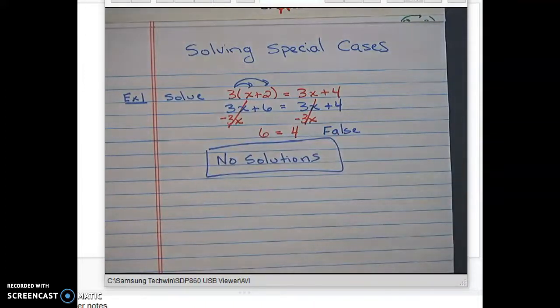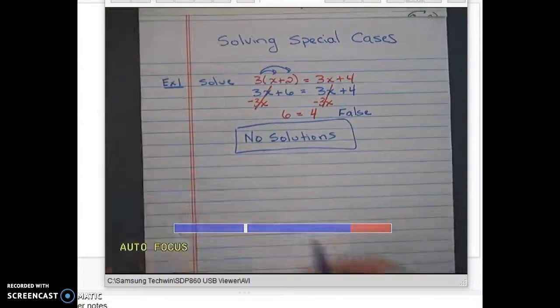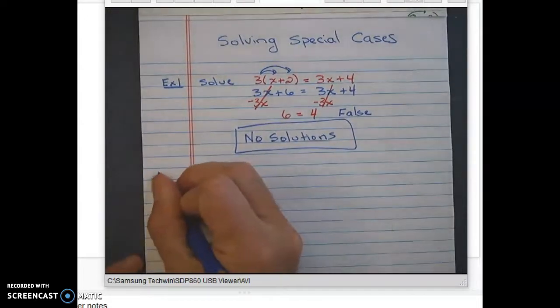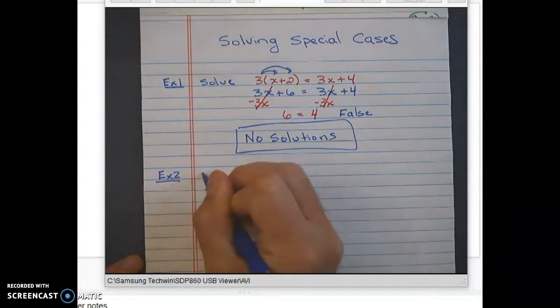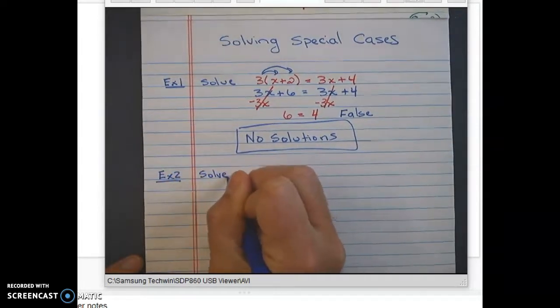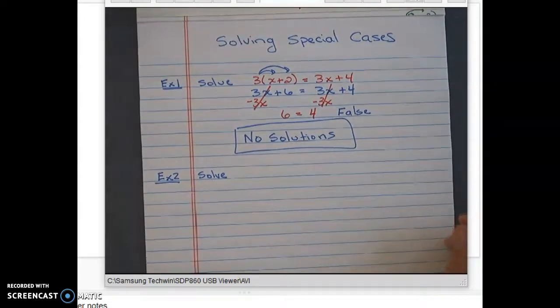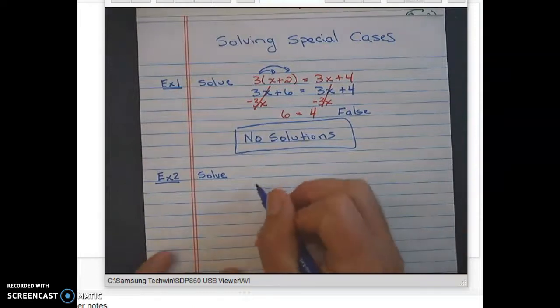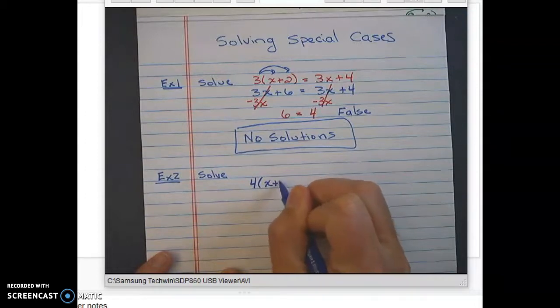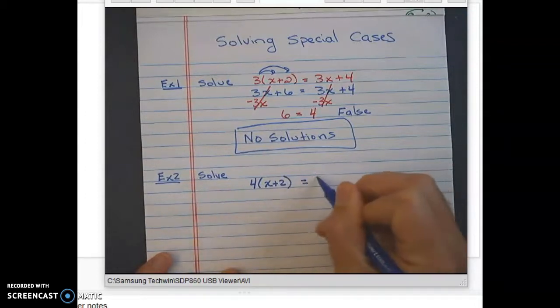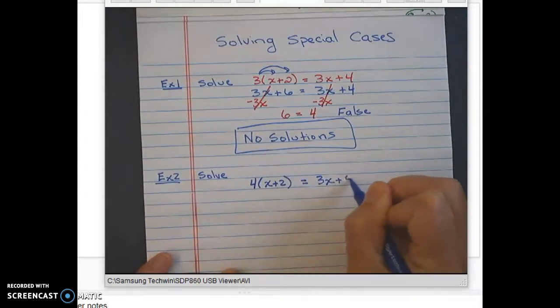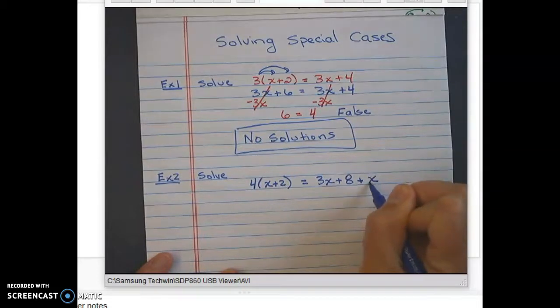Now, you could also have one where it worked, like with the ones we've been doing, or you could have one that has an infinite amount of solutions. So let's take a look at a second example, one that would have maybe an infinite amount of solutions. Now as I'm writing this out, see if you think you could figure out if it had infinite amount of solutions before you even started. So if I said 4 times the quantity x plus 2 equaled 3x plus 8 plus x.